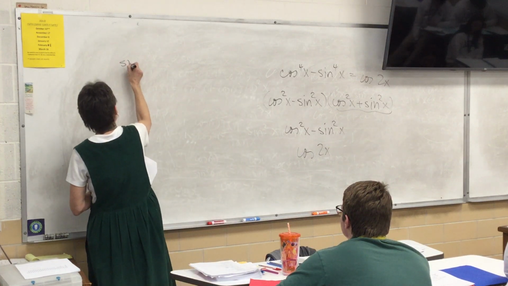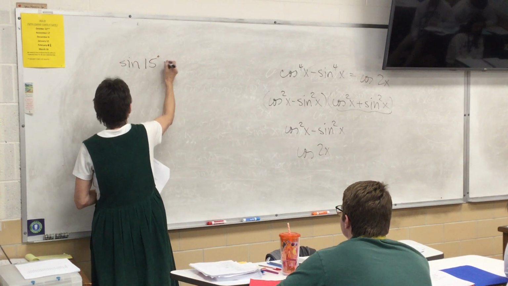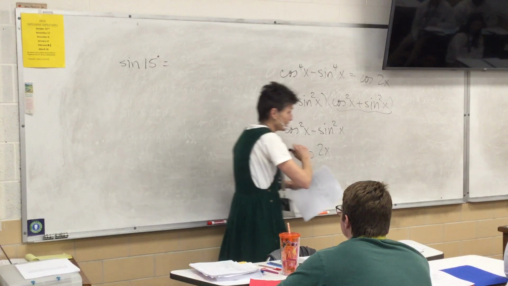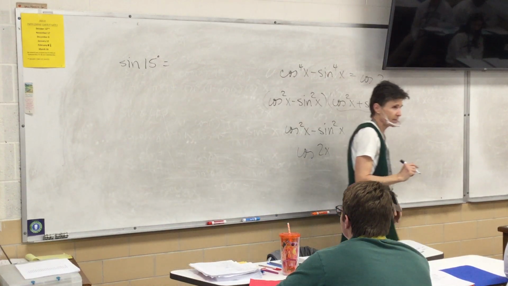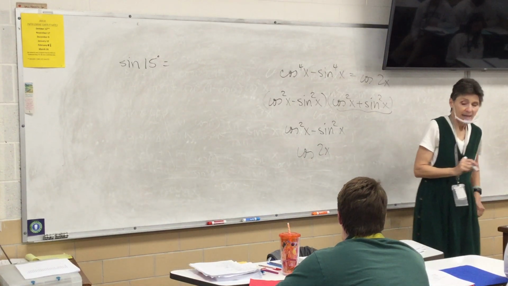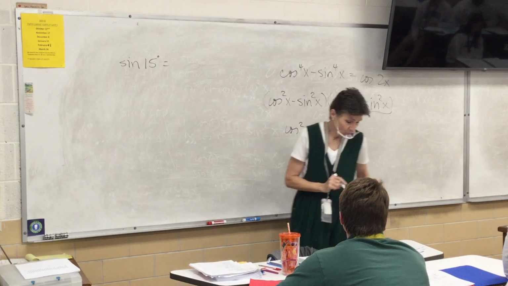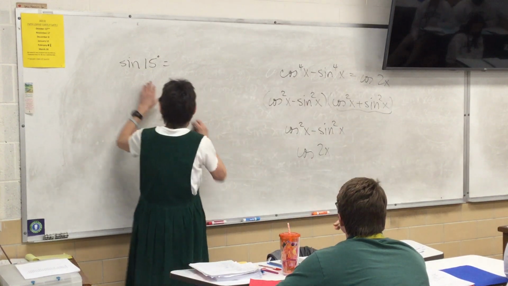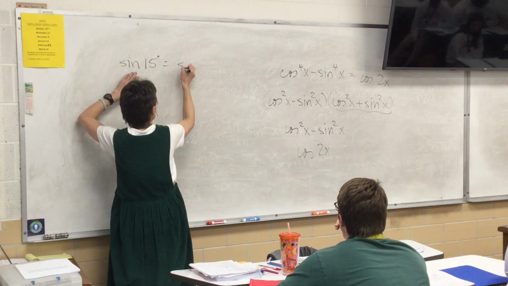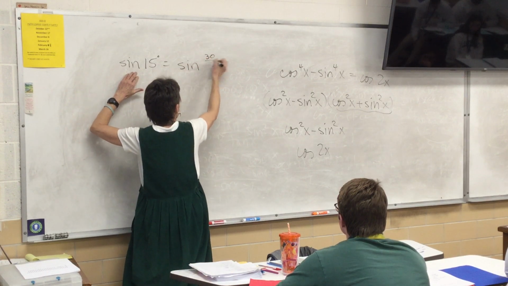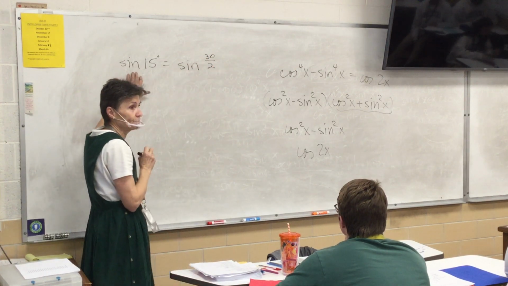We're going to find the sine of 15. Now, we've already done that using 45 minus 30. But now we're going to do it specifically with the half angle identity. So 15 is half of 30. Would you agree with that?